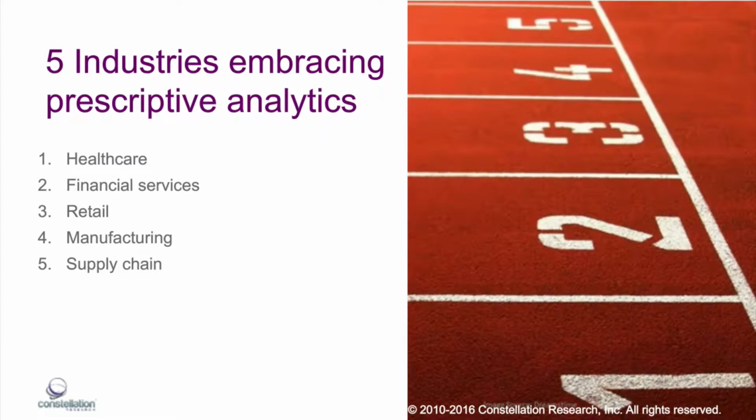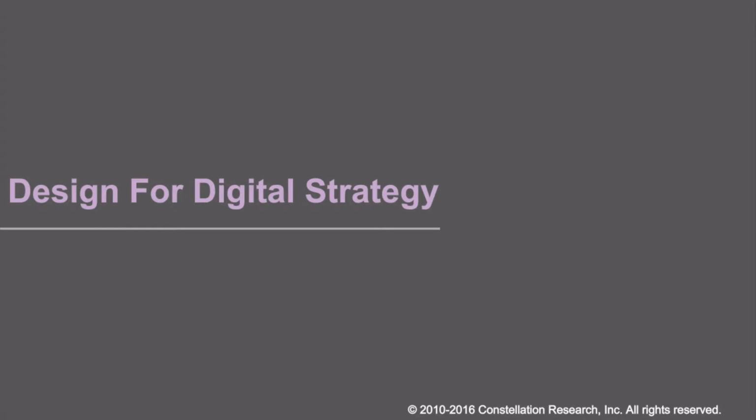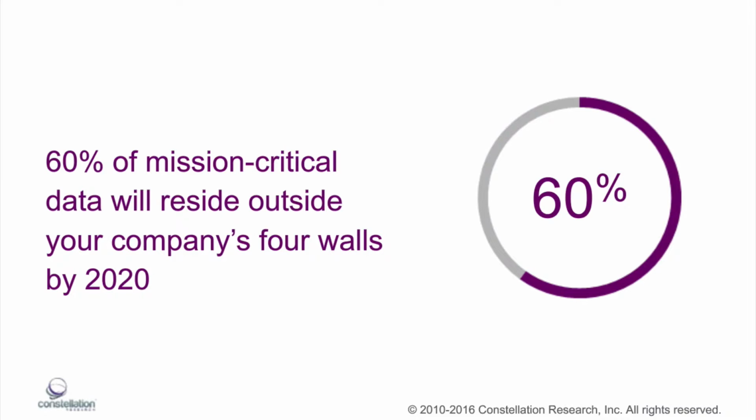So now let's zoom out to a bigger picture and consider business opportunities. Now, Constellation Research estimates that 60% of mission-critical data will reside outside of your company's four walls by 2020. Now, even if you have a massive data lake, that's only part of the story. So much of the data you need and will need will be accessed rather than owned. So you have to develop a data integration strategy that is cloud, services, and data enrichment ready.